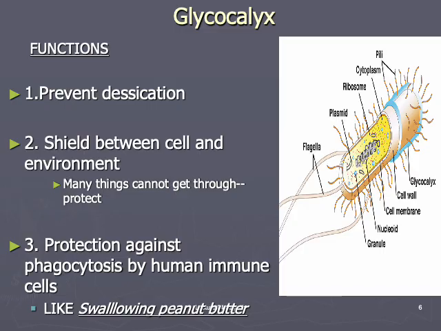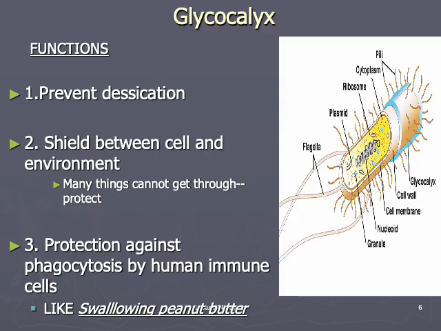Now, you can imagine it could have a bad bacterium, and the human phagocyte wants to swallow it up and kill it. But imagine if it was covered by peanut butter. Would it be as easy to swallow and chew up and break down? I mean, cover peanut butter in something and try to swallow it whole. You can't. Well, this peanut butter-like covering of a glycocalyx also makes it harder for human phagocytes to swallow up and break down bacteria if they're covered with a glycocalyx.